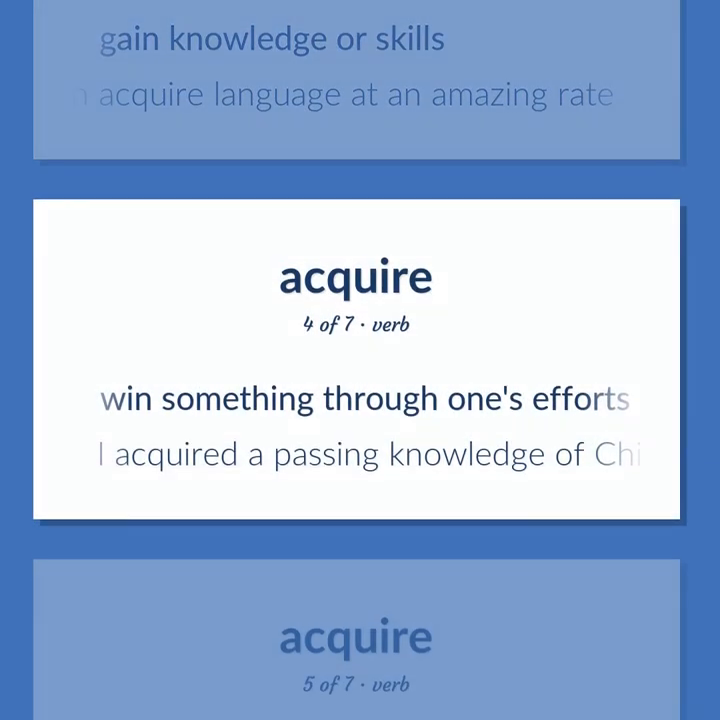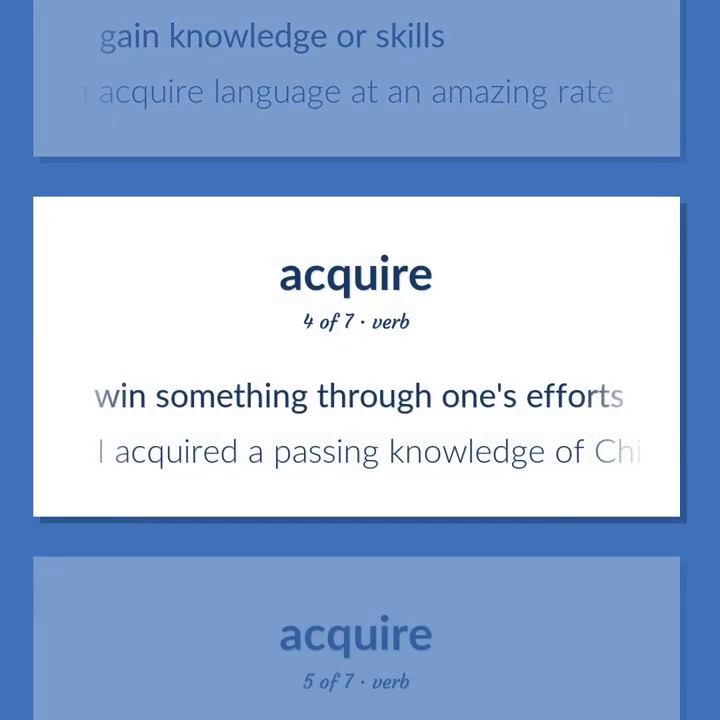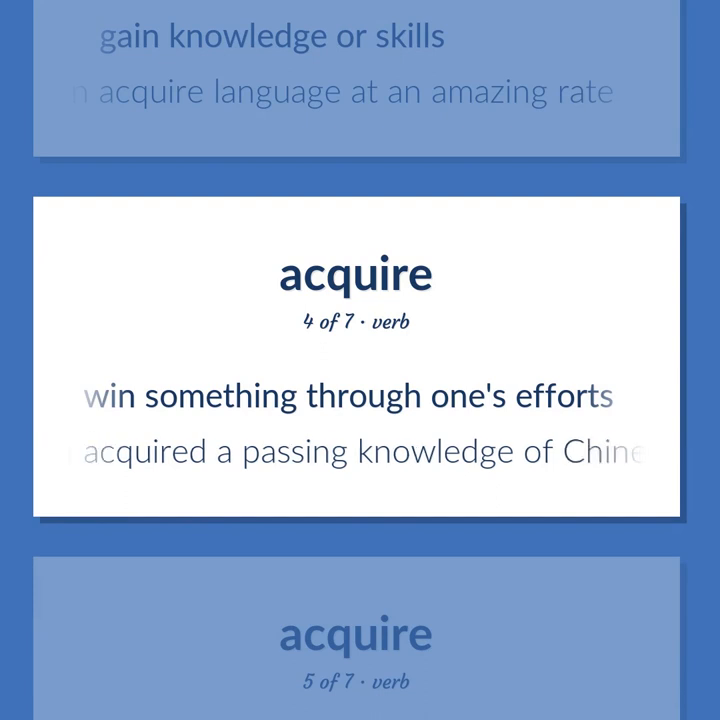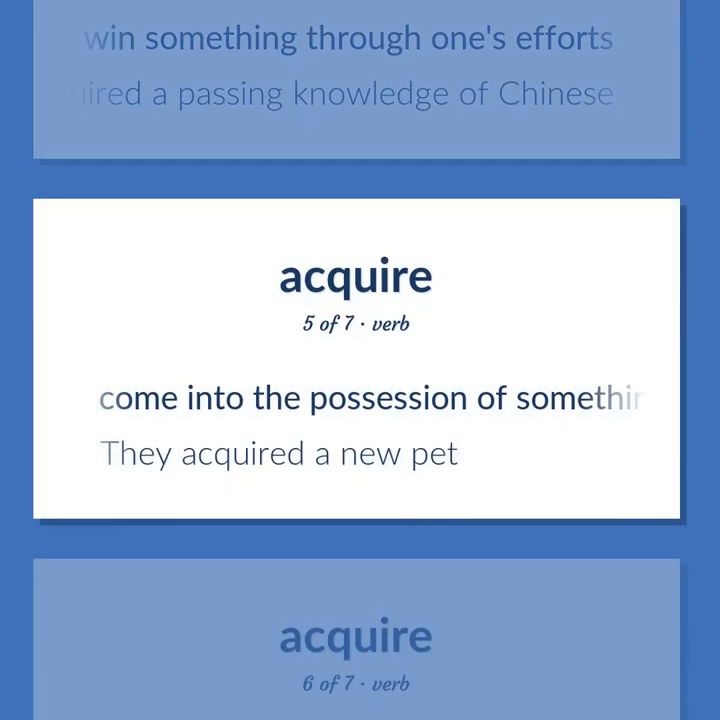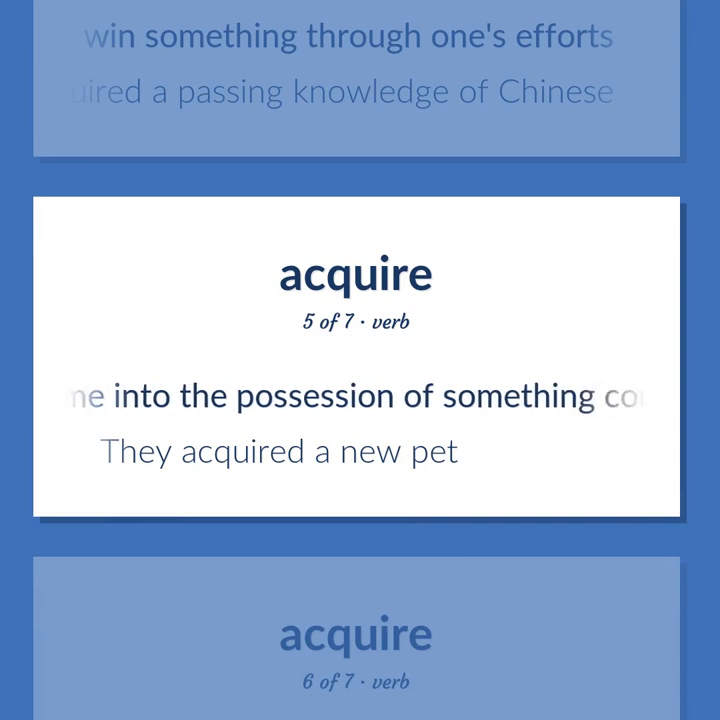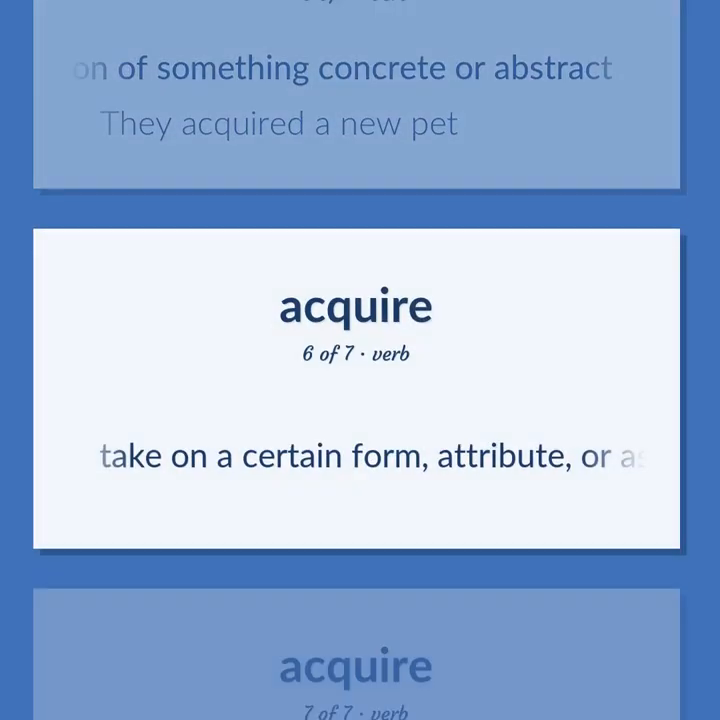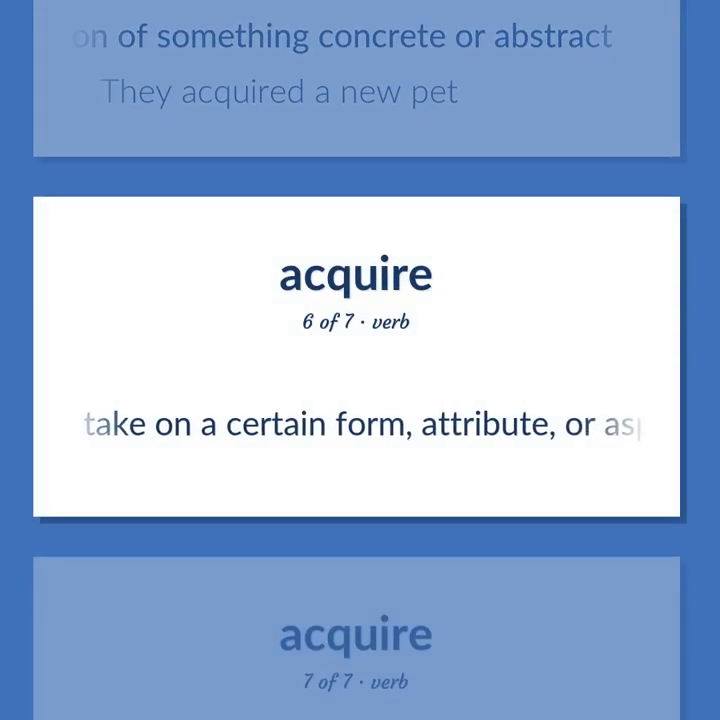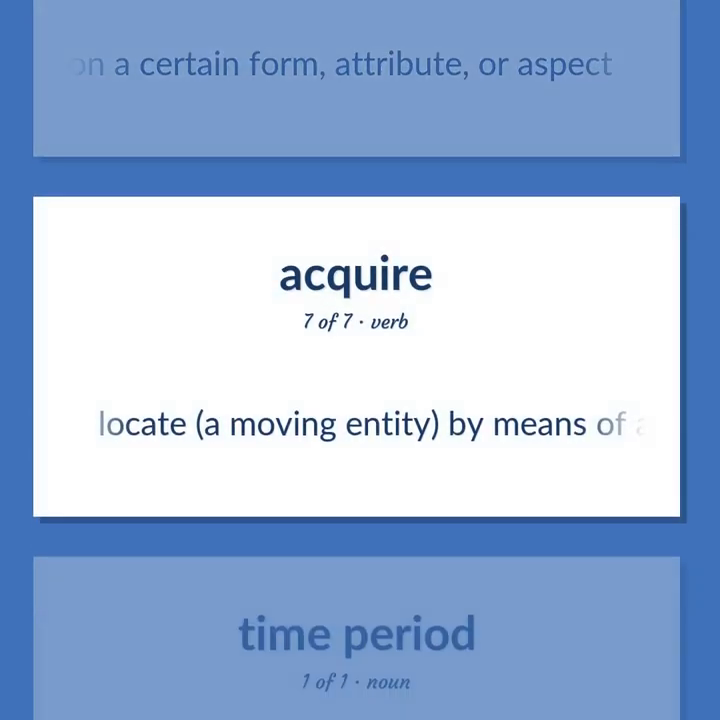Win something through one's efforts. I acquired a passing knowledge of Chinese. Come into the possession of something concrete or abstract. They acquired a new pet. Take on a certain form, attribute, or aspect. Locate a moving entity by means of a tracking system such as radar.